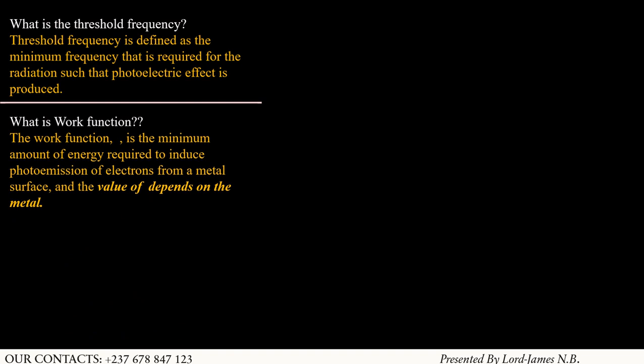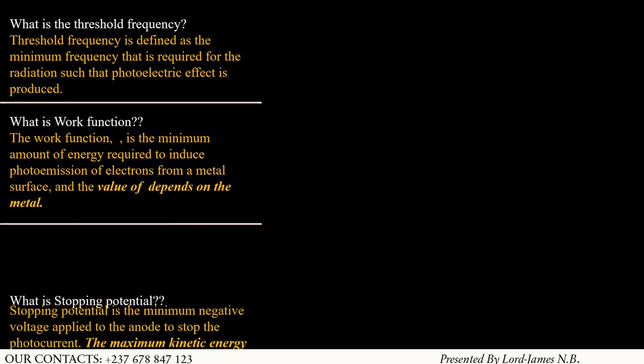Next, what is the work function of a metal? Every metal normally has its work function. So the work function of a metal is a value attributed to every metal. Now the work function is the minimum amount of energy required to induce photoemission of electrons from a metal surface, and the value depends on the metal.